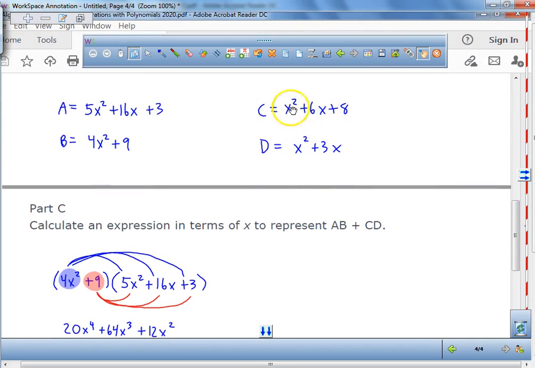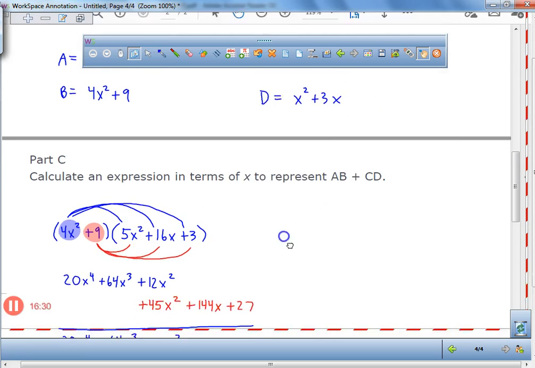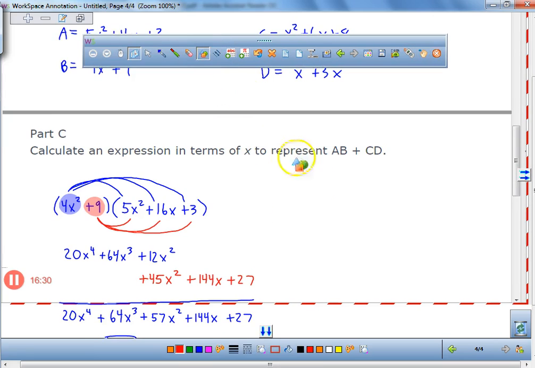Now, how many terms does this have? This has a total of 3 terms. This is a trinomial. This is a binomial. So can you guys make something with me, please? Okay, so make this with me.